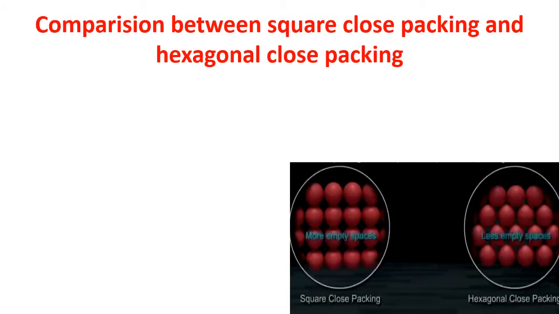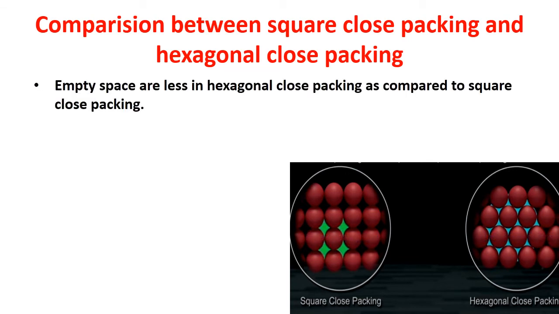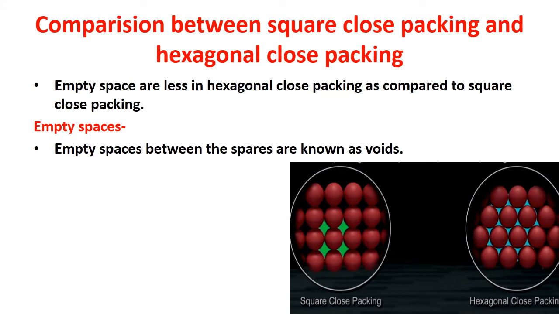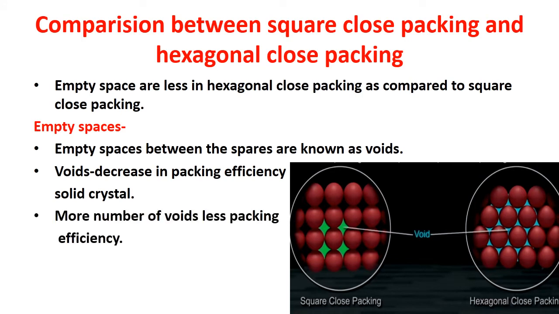If we compare square close packing with hexagonal close packing, then we will observe that empty spaces are present less in hexagonal close packing as compared to square close packing. Then what is meant by empty spaces? The empty spaces present between the spheres are called voids. And these voids are responsible for decreasing the packing efficiency of the solid crystal. The more the number of voids, the less is the packing efficiency of the crystal. We will discuss packing efficiency in a later part of the section.